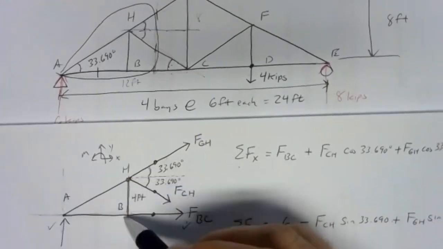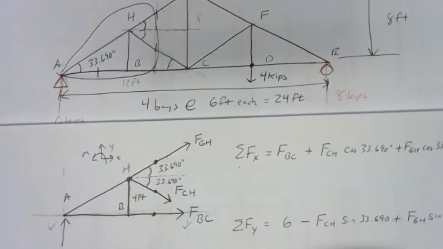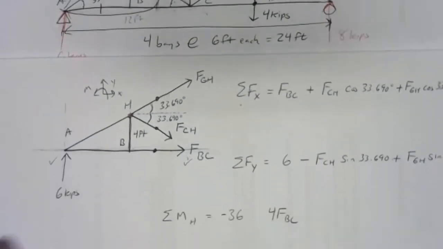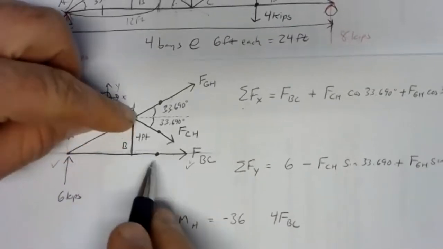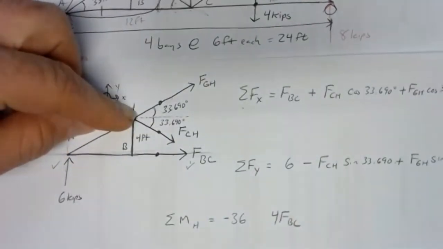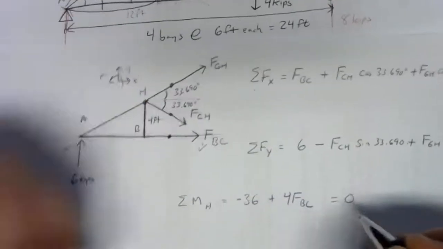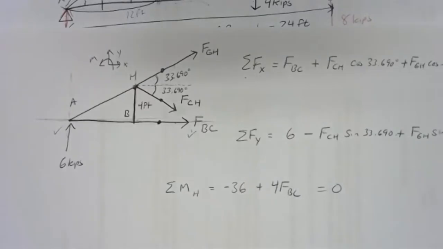So we've got an arm of 4 feet for FBC. So it's 4 FBC. And if we pin at H and pull to the right, it'd be a counterclockwise moment. Counterclockwise moments are positive. So at least the moment equation looks like it can be solved in a reasonable way. So we can go ahead and solve that. And if we work out the algebra on it, it's not too bad.